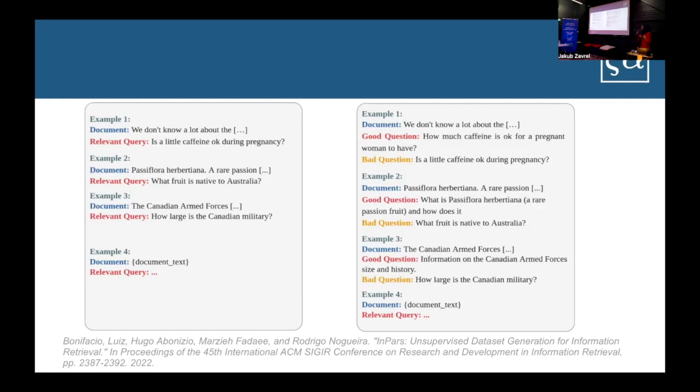So again, a few shot scenario. 3 examples. So here, for instance, you see like the bad query is how large is the Canadian military from the MS Marco data. The good question is information on the Canadian armed forces size and history. So asking a bit more from the language model and then generating questions.